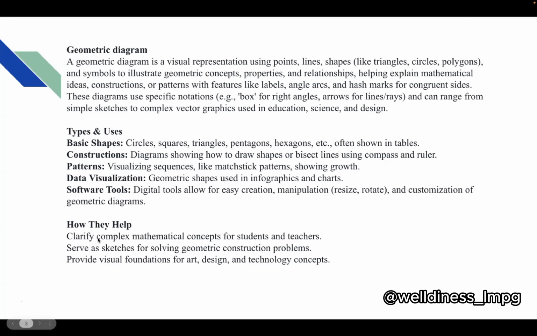How do they help? They clarify complex mathematical concepts for students and teachers. They serve as sketches for solving geometric construction problems, and they provide visual foundations for art, design, and technology concepts.